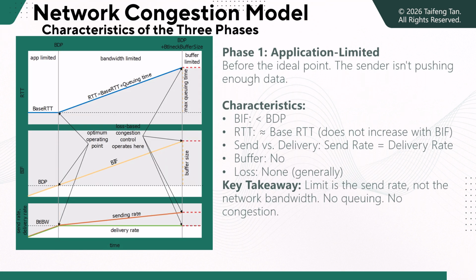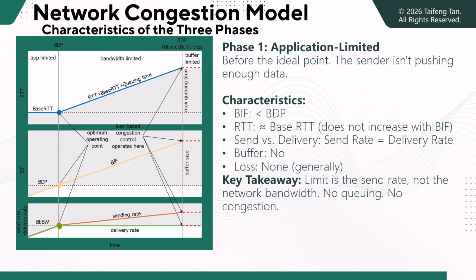First, application limited. In this phase, bytes in flight is less than the bandwidth delay product, or BDP. The round-trip time, RTT, stays right at its base value. It doesn't fluctuate with bytes in flight, it just remains flat no matter what. And here, send rate equals delivery rate, meaning everything sent is being acknowledged promptly. The bottleneck, it's not the network, it's the sender itself. The application simply isn't feeding data fast enough.